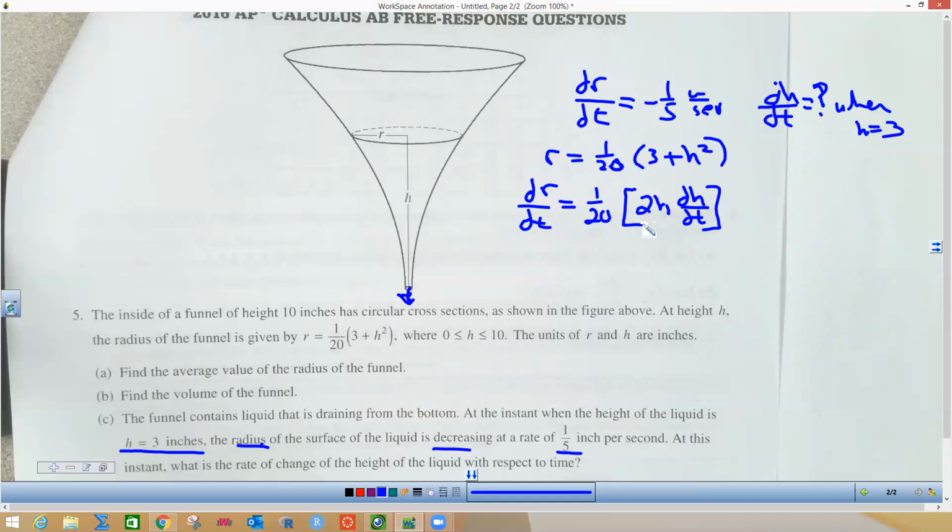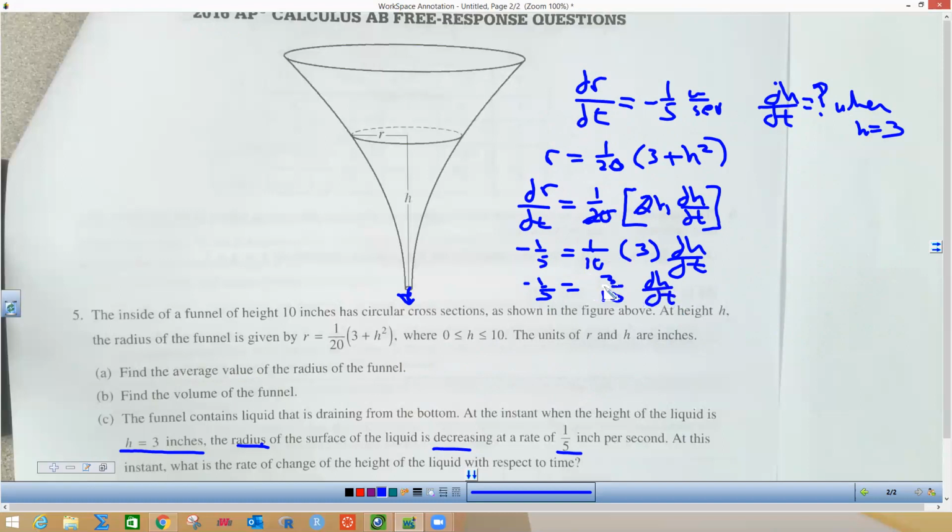And now we're going to take all this information and we're going to plug this stuff up here into where it goes. So out here we get negative 1/5. And I would probably go ahead and reduce this and this. So we got 1/10. Now we're going to plug that h of 3 in here. And we are looking for dh dt. So we got negative 1/5 is going to equal 3/10 dh dt.